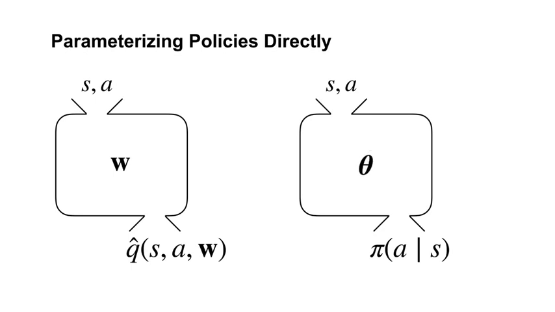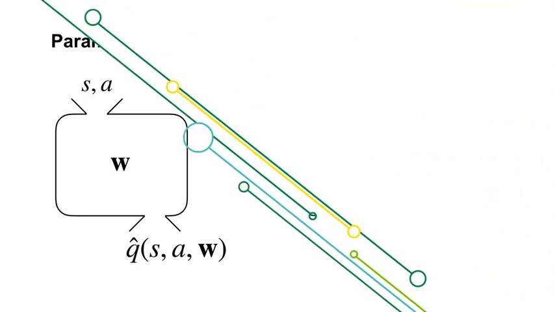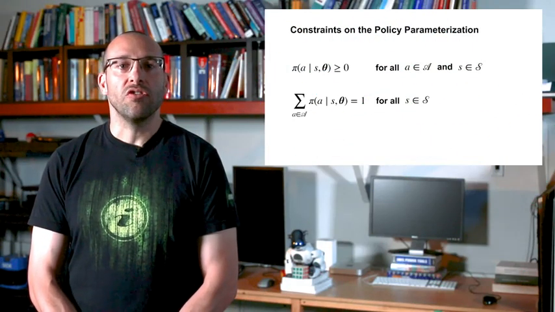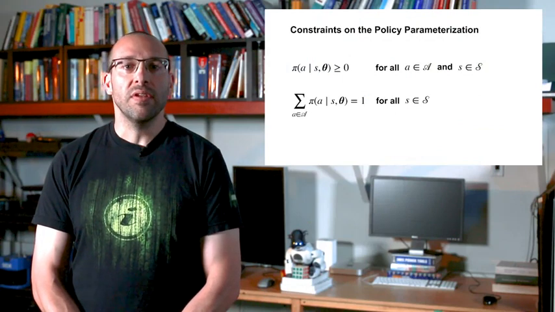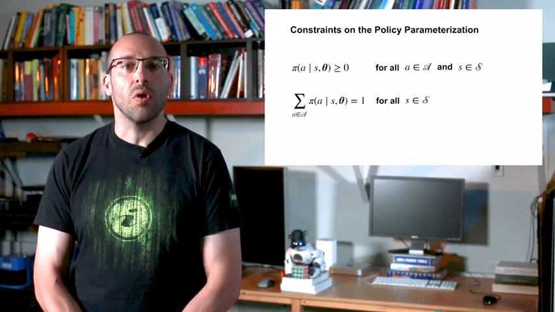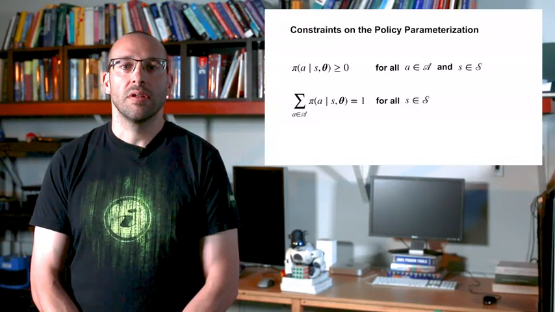We'll use the Greek letter theta for the policy's parameter vector. This distinguishes it from the parameters w for the approximate value function. We'll use the notation pi of a given s and theta to denote the parameterized policy. For a given input state and action, the parameterized policy function will output the probability of taking that action in that state. This mapping will be controlled by the parameters theta. The parameterized function has to generate a valid policy. This means it has to generate a valid probability distribution over actions for every state.